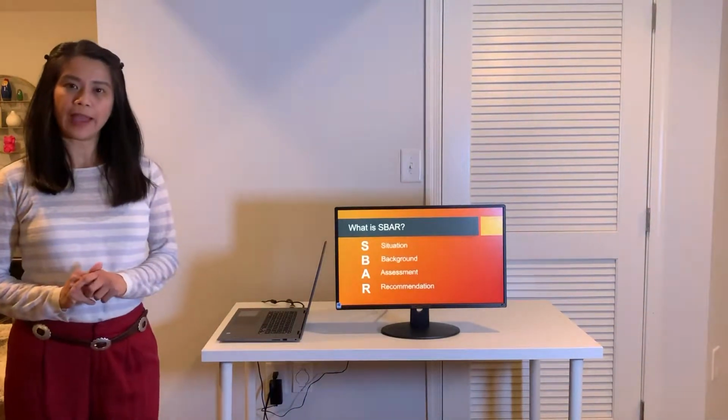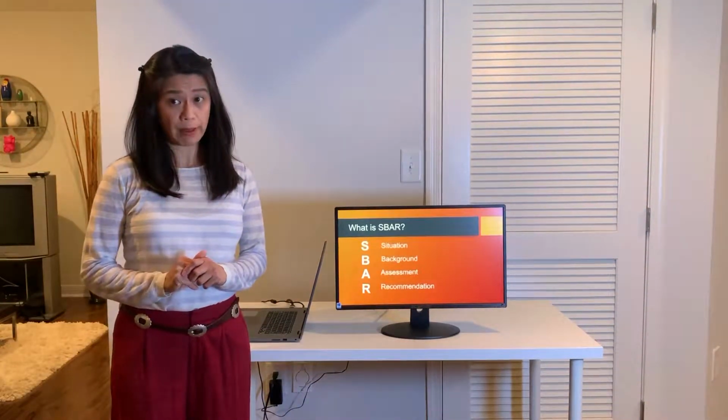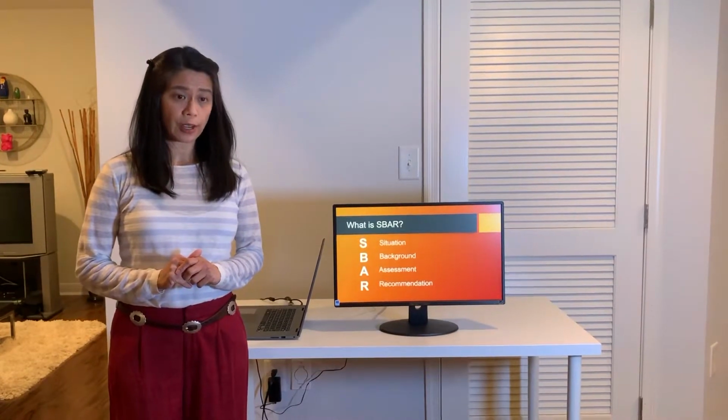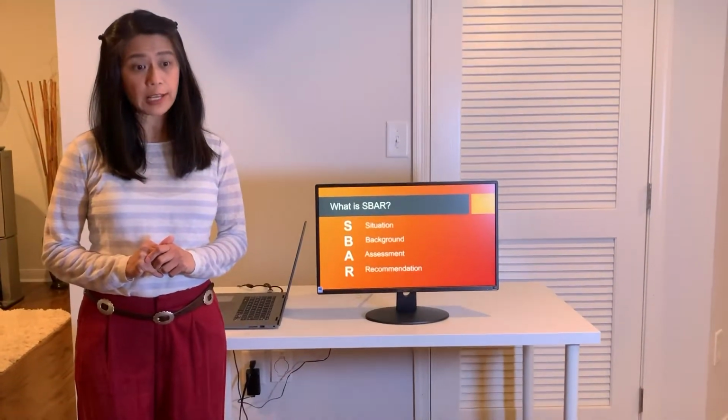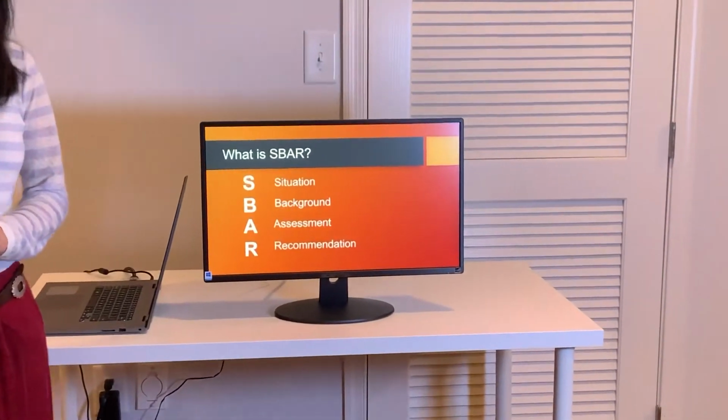What is SBAR? SBAR is very easy and simple to remember. S is for situation, B for background, A for assessment, and R for recommendation.